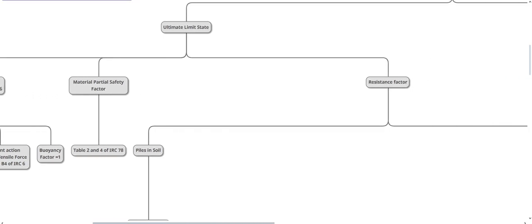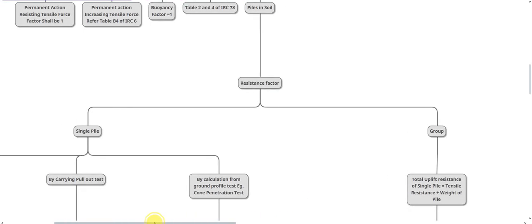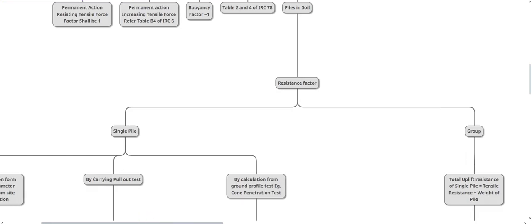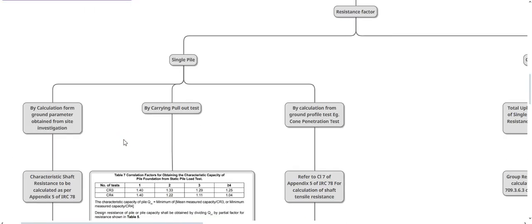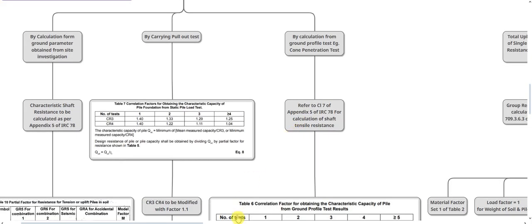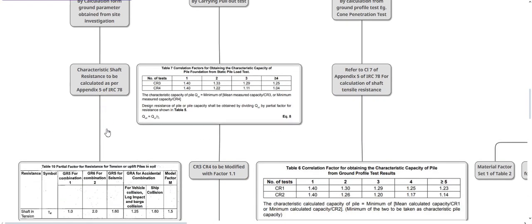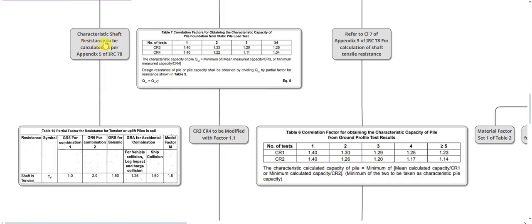Now coming on to the resistance factor for piles in soil. For single and group pile, we'll continue with the single pile. There are three methods: by calculation from ground parameters obtained from site investigation, by carrying out a pull-out test, or by calculation from ground profile test, for example the cone penetration test. The characteristic shaft resistance is to be calculated as per Appendix 5 of IRC 78.